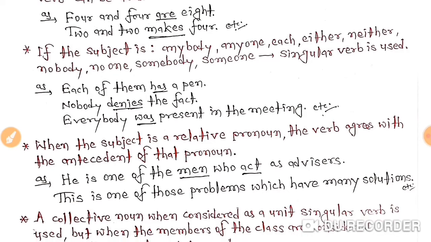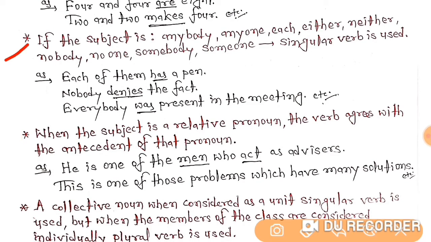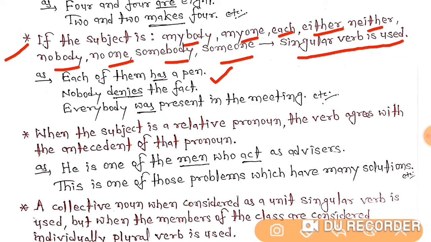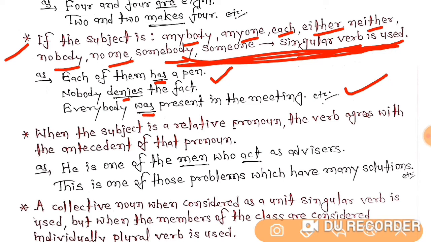Okay, now let's move to the next use, that is, if the subject is anybody, anyone, each, either, neither, nobody, no one, somebody, someone, then singular verb is used. As you can see here, each of them has a pen. Nobody denies the fact. Everybody was present in the meeting, right, students? Always keep these subjects in your mind, and with these subjects you have to go with singular verb, right?